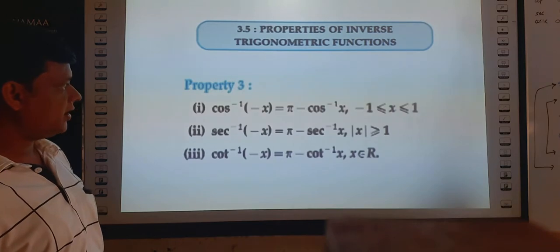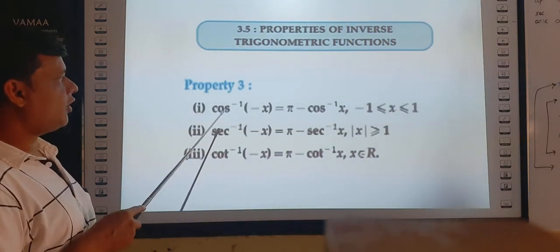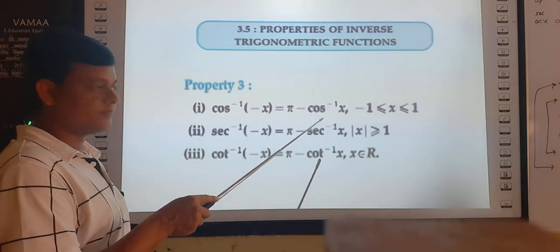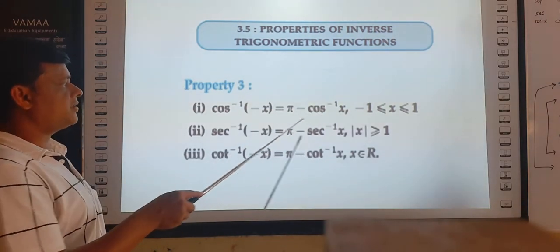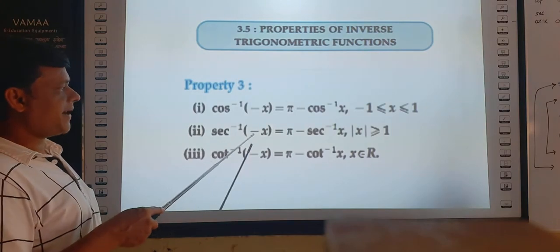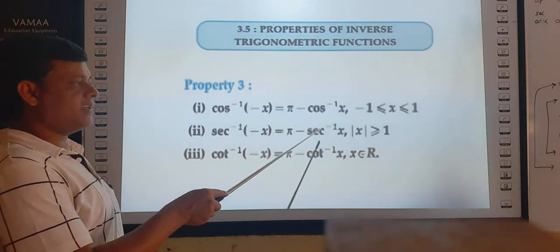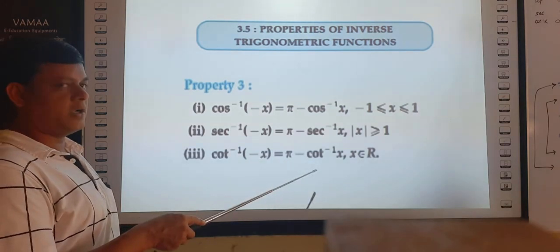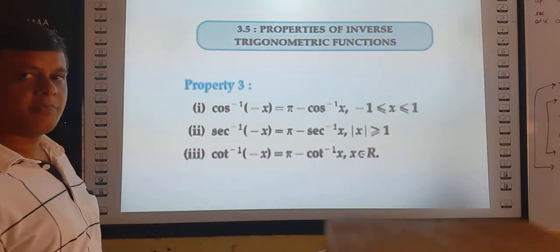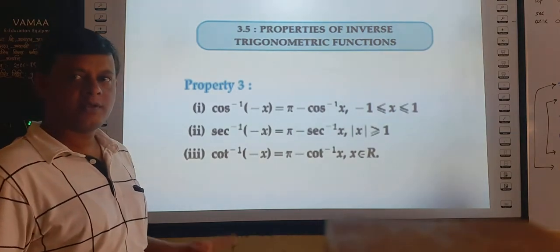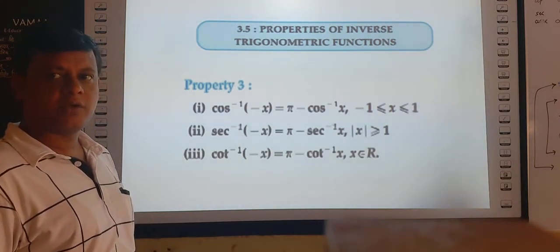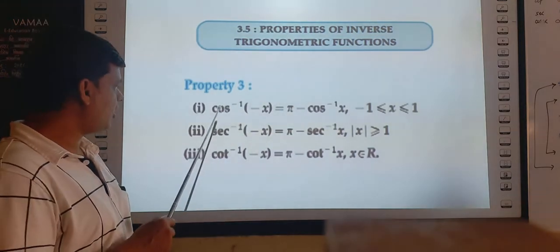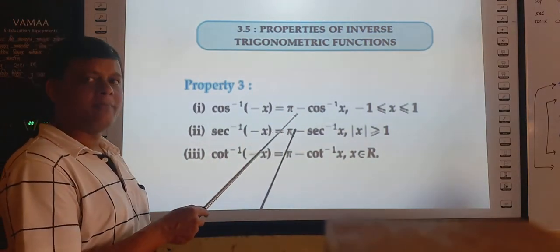Same, property third. Now for cos inverse of minus x, we write pi minus cos inverse x. So we have to remember this. Then sec inverse of minus x, we write pi minus sec inverse x, and cot inverse of minus x, we write pi minus cot inverse x. That means in the second property, for sin, tan and cosec we write the minus sign, and for the remaining, cos, sec and cot, we write pi minus.